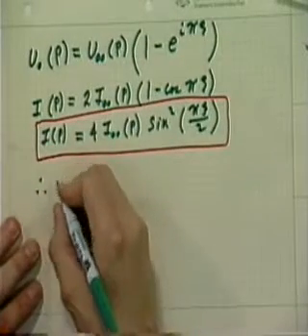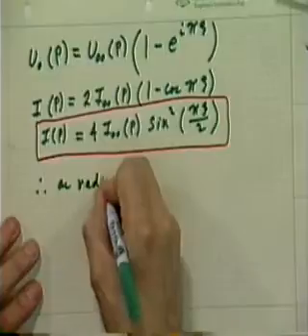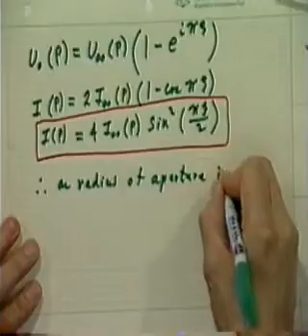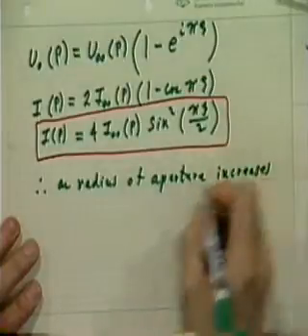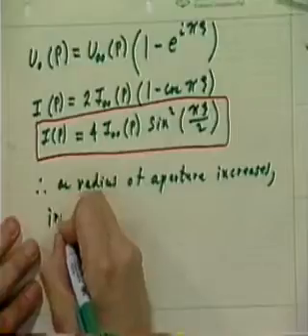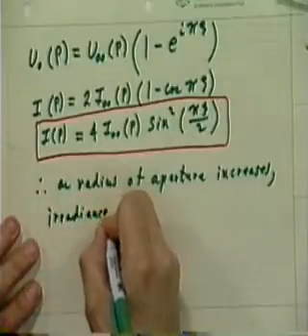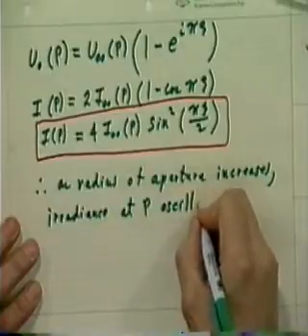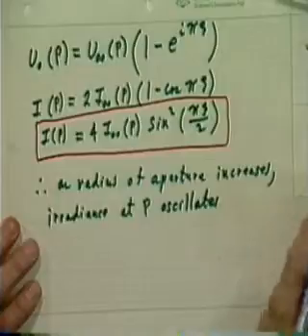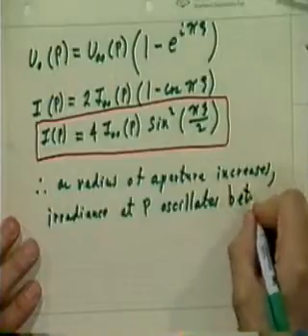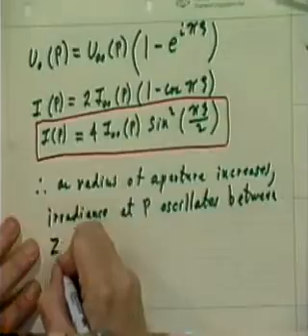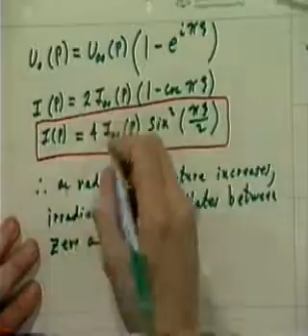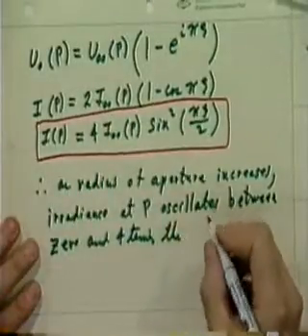So we say, therefore, as the radius of the aperture increases, the irradiance at P oscillates between 0 and 4 times the unobstructed irradiance.